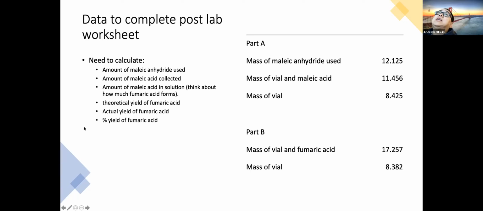Then lastly, percent yield of fumaric acid. Remember, the yield will be the actual yield, whatever this value is, divided by the theoretical yield, the calculated theoretical yield from using maleic anhydride and converting that to mass of fumaric acid. The theoretical yield is the yield that we should get if nothing goes wrong in the experiment.